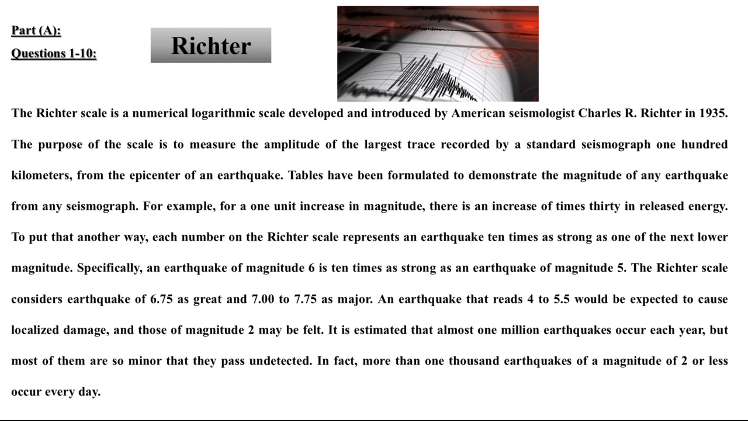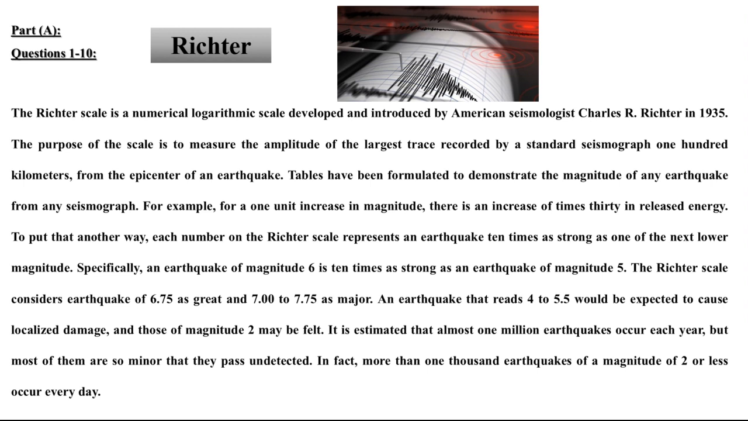For example, for a 1-unit increase in magnitude, there is an increase of times 30 in released energy. To put that another way, each number on the Richter scale represents an earthquake 10 times as strong as one of the next lower magnitude. Specifically, an earthquake of magnitude 6 is 10 times as strong as an earthquake of magnitude 5.